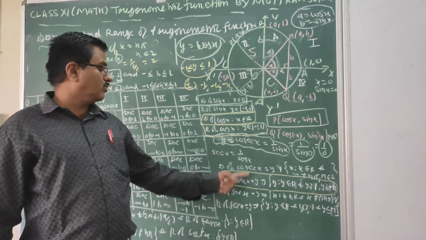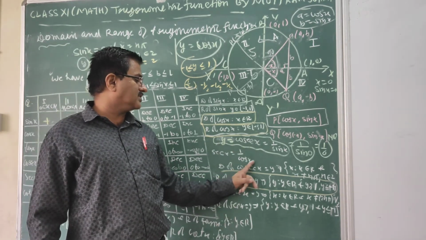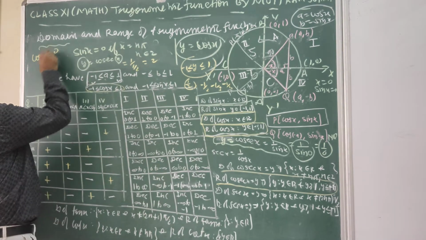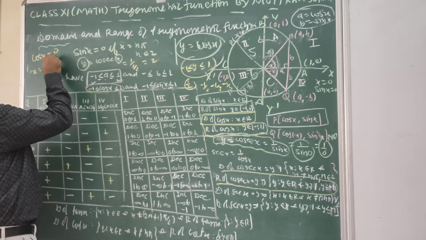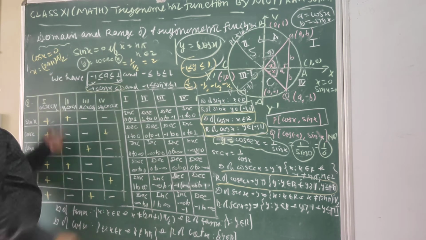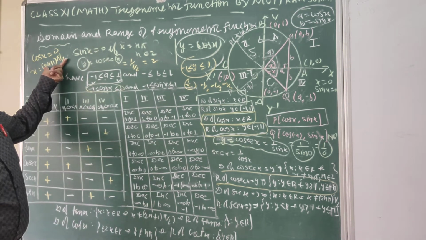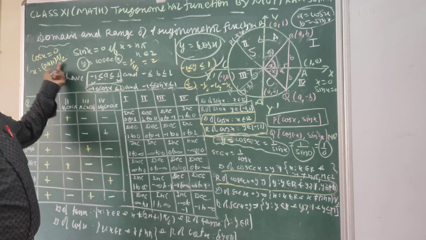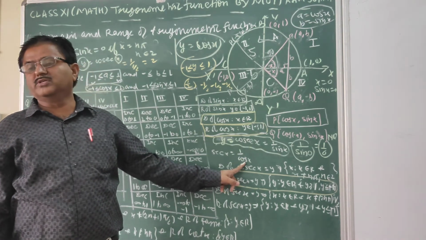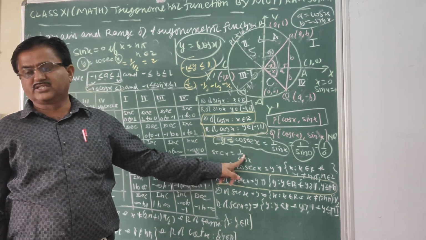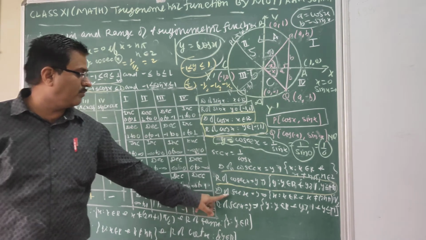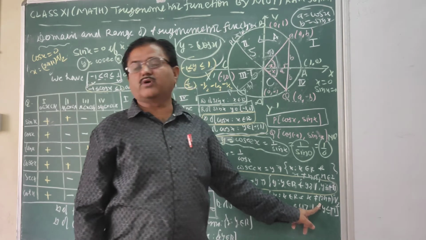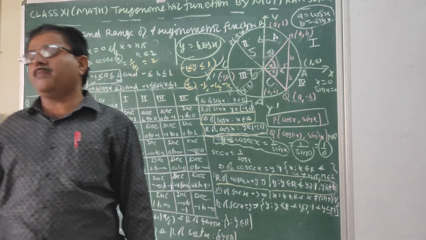We know sec x is 1 upon cos x. So 1 upon cos x, and cos x is 0 at what point? Cos x is 0 when x equals (2n+1) times pi/2. So this is not acceptable. x will not equal (2n+1) pi/2 because when you put this, the denominator will be 0, and 1/0 does not exist. So same method, we can write the domain of sec x equal to x such that x belongs to R and x is not equal to an odd multiple of pi/2.